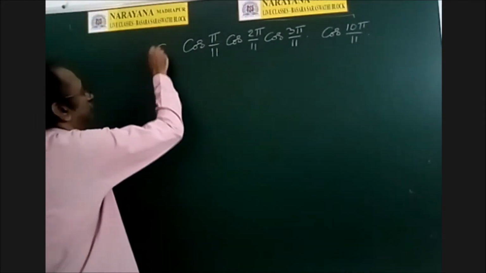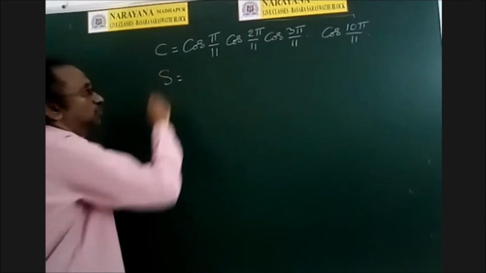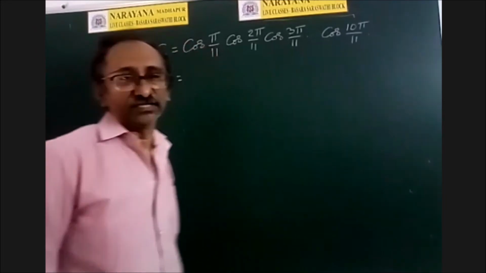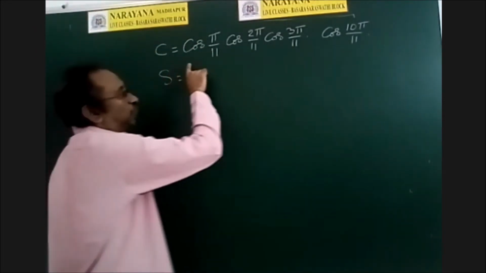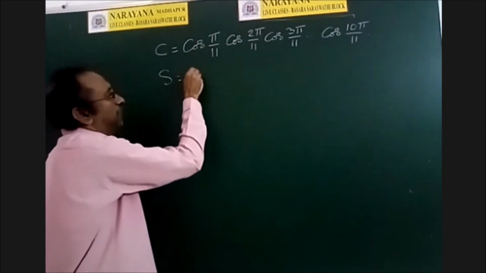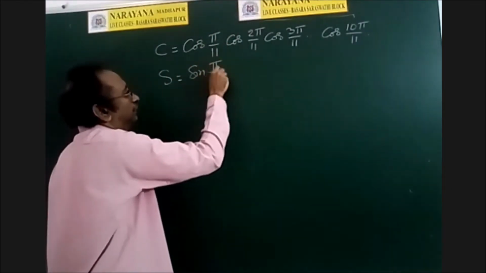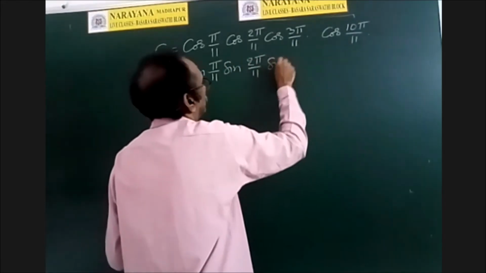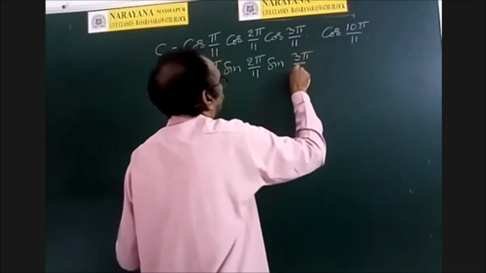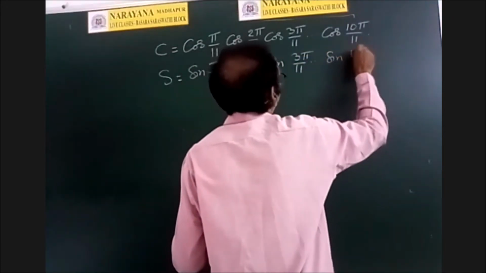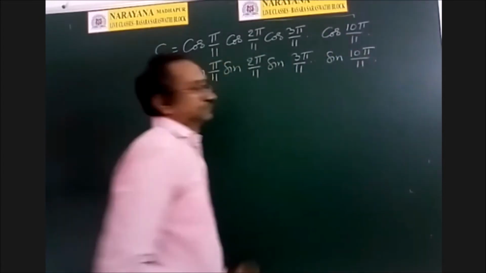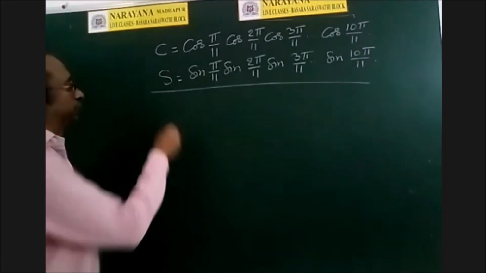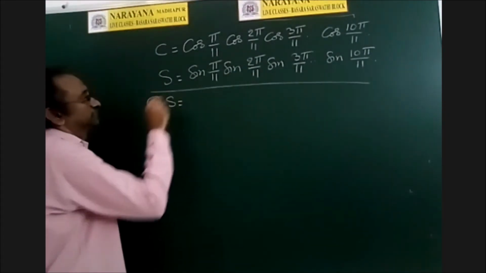See, let it be C. And now this is called the CS method. All these contain cos terms only, the product of cos terms. And S means the product of sin terms with the same angles. That is sin pi by 11, sin 2 pi by 11, sin 3 pi by 11 and so on, up to sin 10 pi by 11. So that is the first step. And multiply these two terms, C into S.